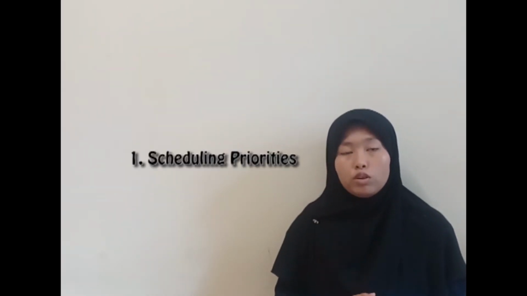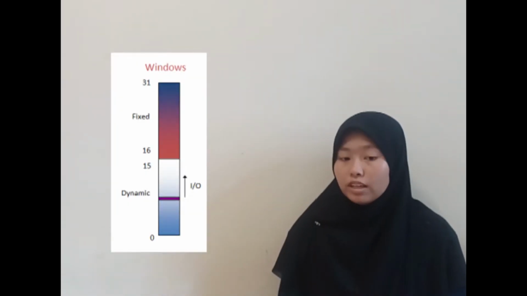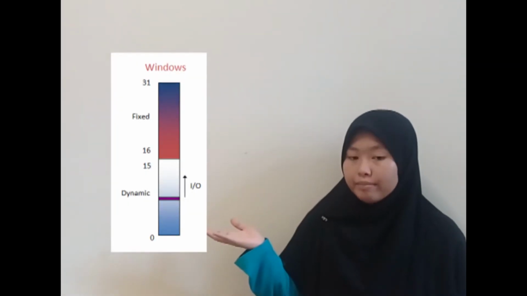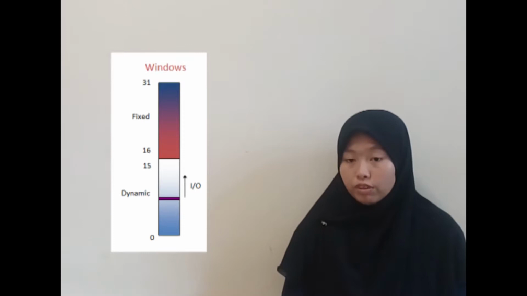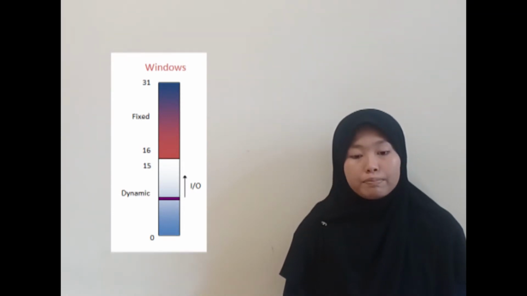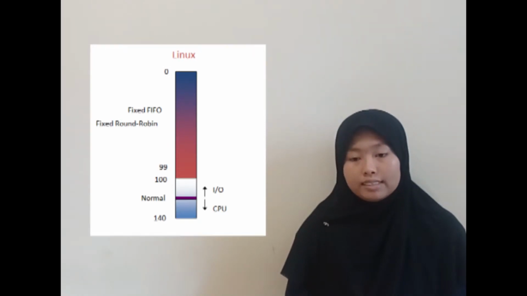First, about scheduling priorities. Windows has two scheduling classes, which are real-time fixed priority 16 to 31, and dynamic priority 1 to 15. Favor high priorities. Priorities of dynamic threads get boosted on wakeups. Thread priorities are never lowered, while Linux has three scheduling classes.